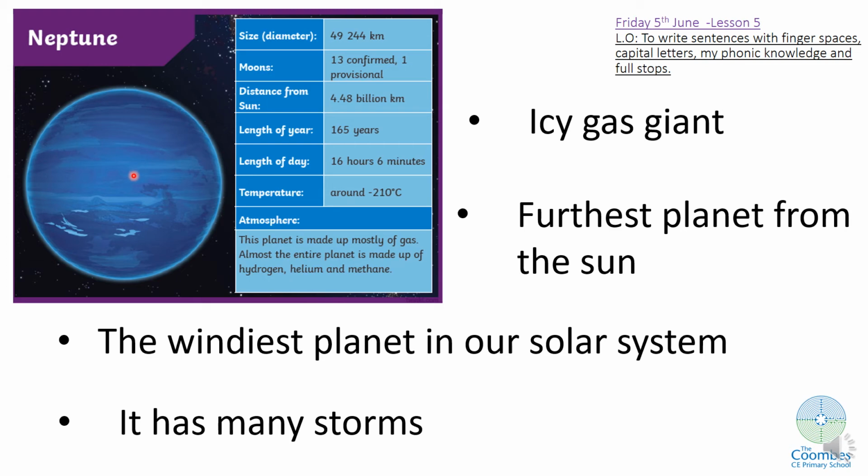Okay, so let's just recap about Neptune. It's an icy gas giant. It's the furthest planet from the Sun. It is the windiest planet in our solar system, and it has many, many storms.